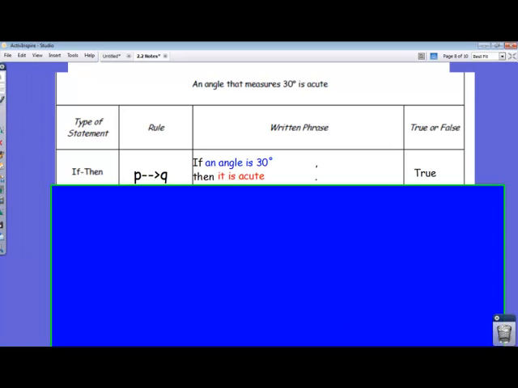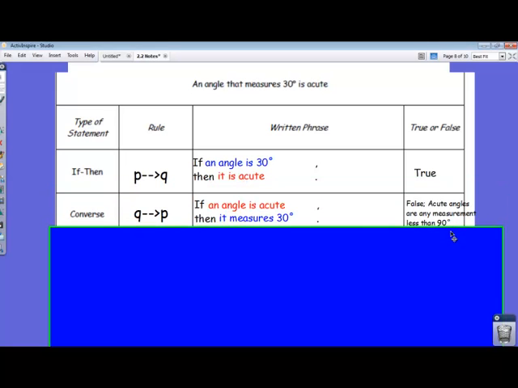Okay, so here's what you should have for angles that measure 30 degrees being acute. So if an angle is 30 degrees, then it is acute. That is true. For your converse, if an angle is acute, then it measures 30 degrees. This is false. Acute angles are any measurement less than 90 degrees.